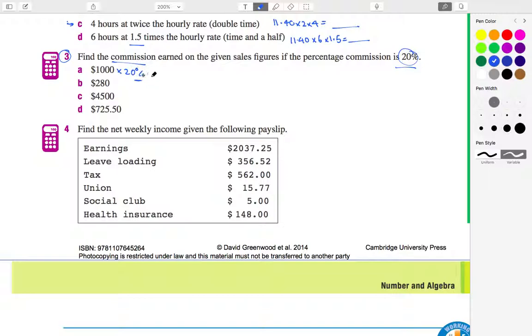And don't forget to put the 20% in your calculator. So don't times it by 20, times it by 20%. So 0.2. So there we have $200. And that's essentially that. So that's how we find the commission, all right? So for each of these, we just timesing by 20%. All right? So that's how you can work out question 3.